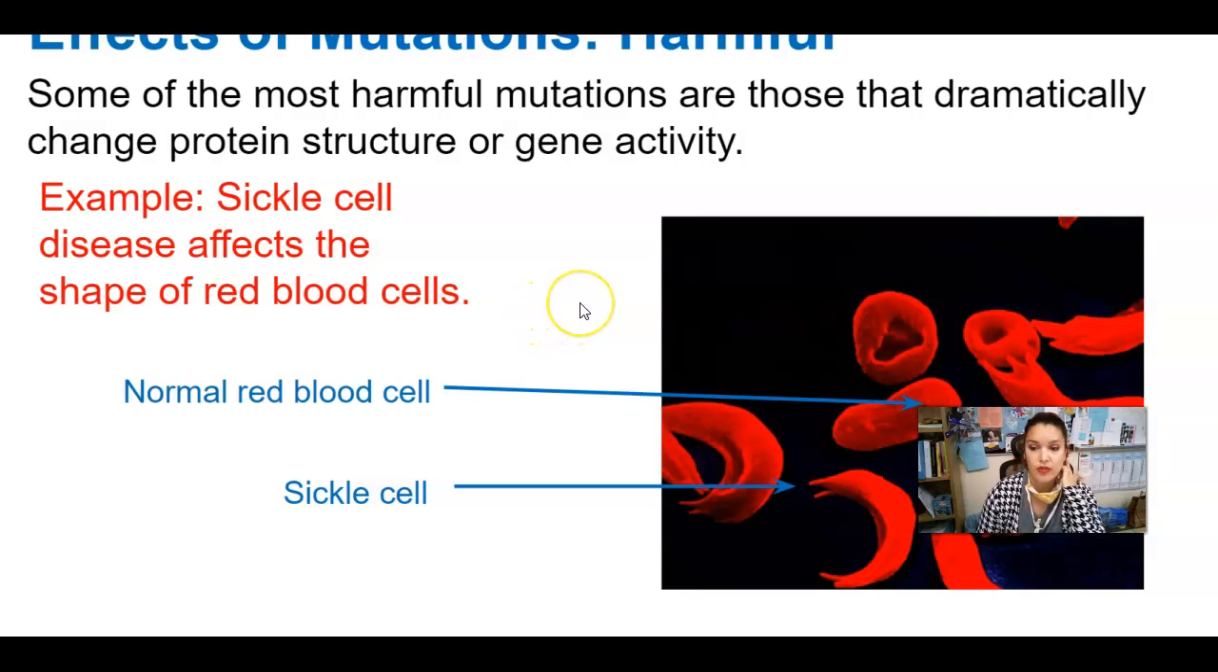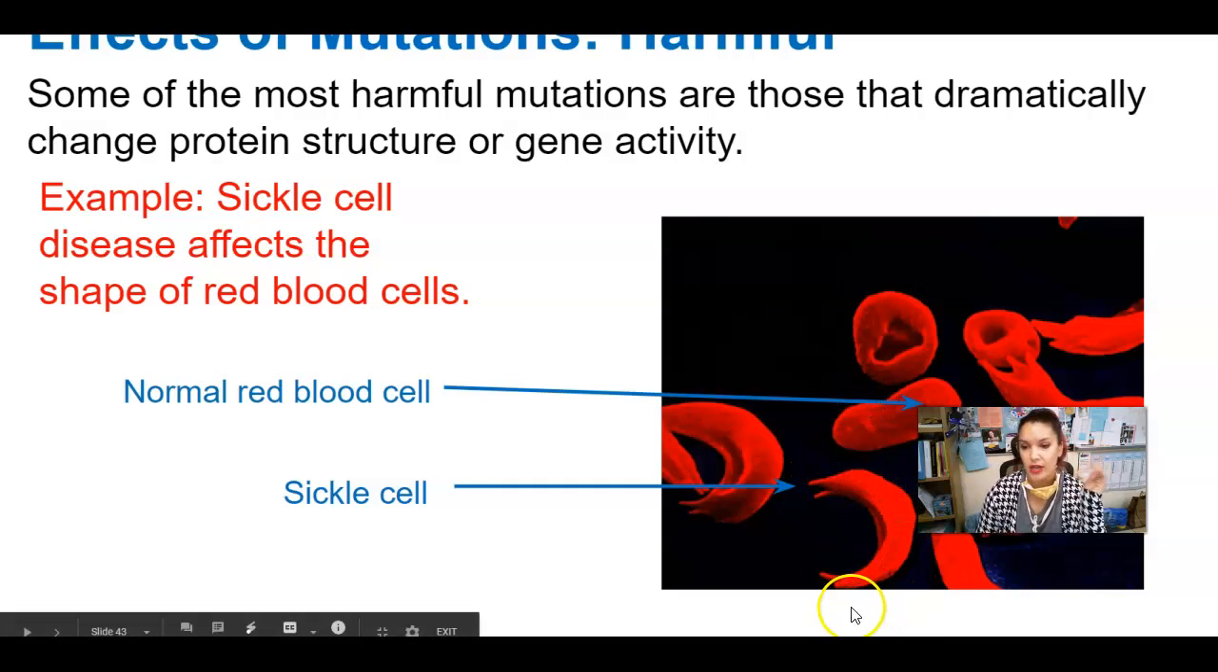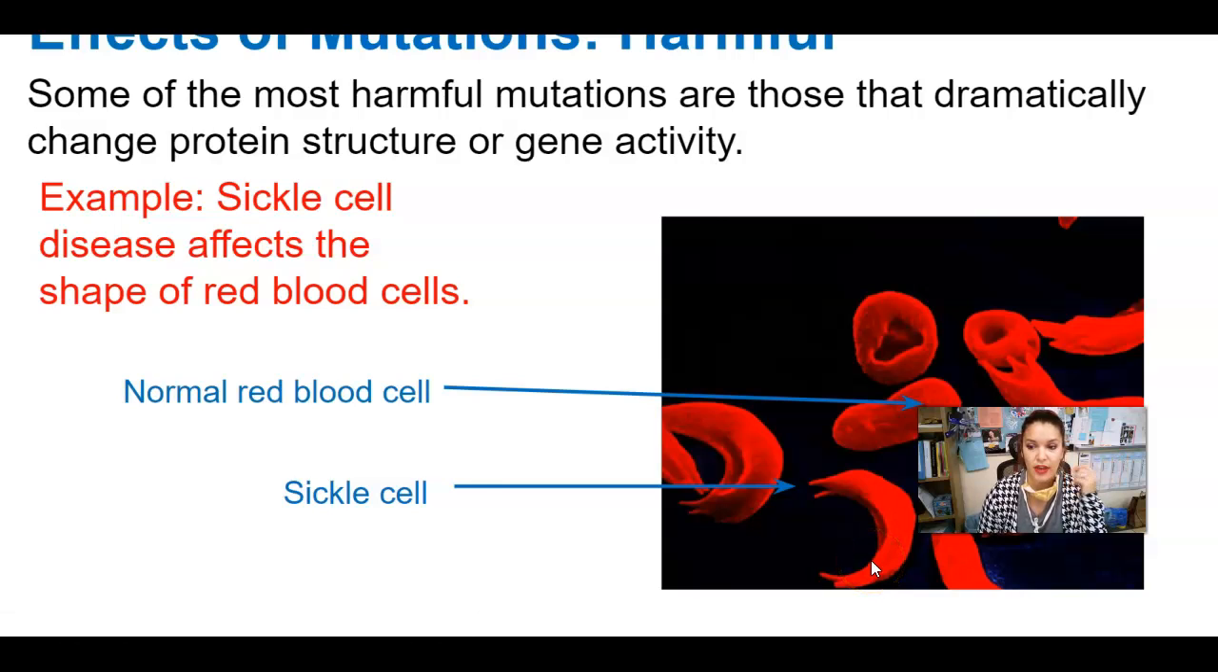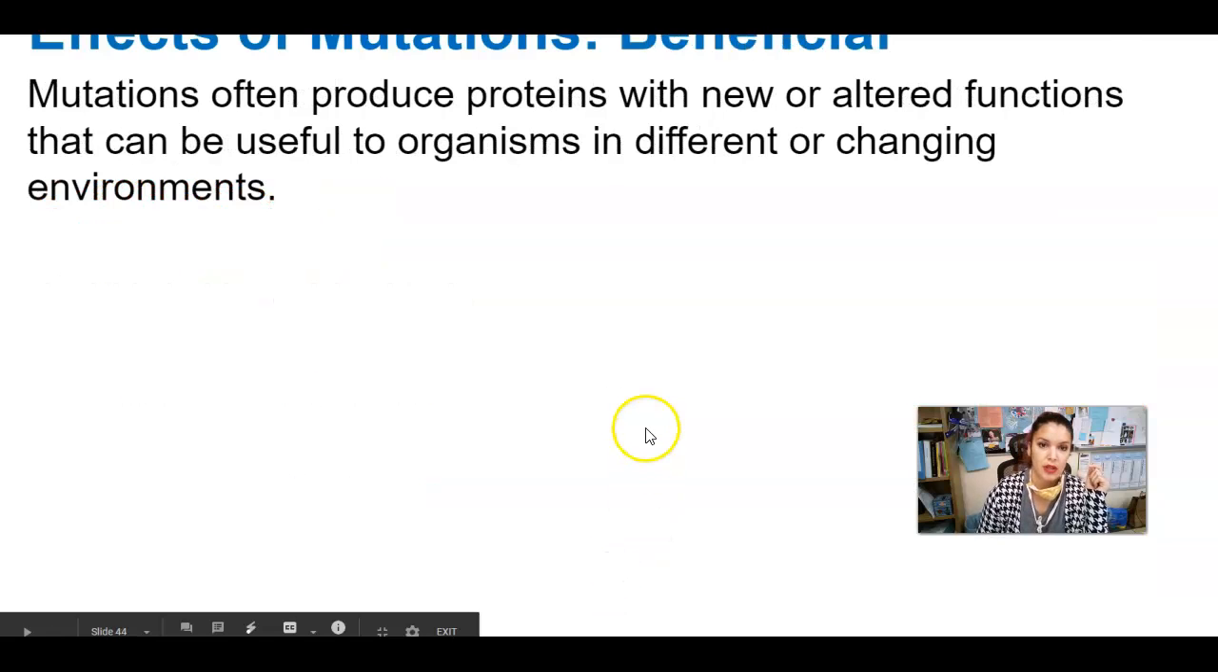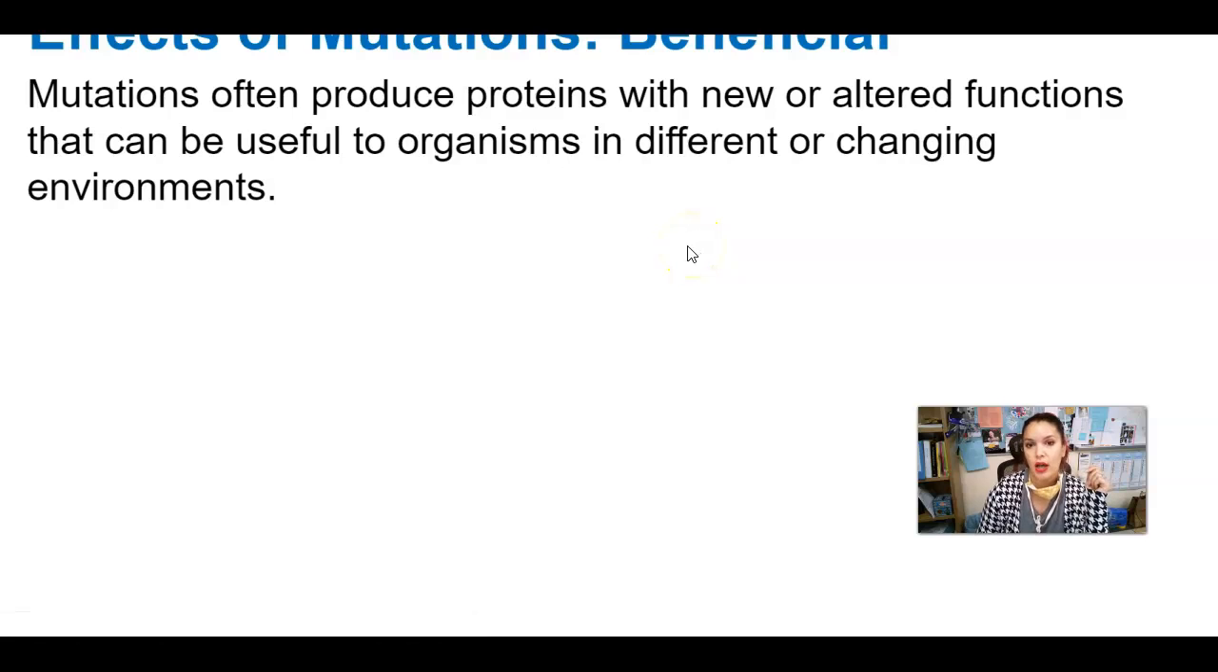It affects the shape of the red blood cells. A normal red blood cell has a circular-ish oval shape, where sickle cells are kind of pointy and look like a crescent moon. If that's the case, then they clump together, they cause clotting issues, and they can't carry hemoglobin effectively, meaning there's not enough oxygen getting transferred throughout your body and to your brain, so you have extreme fatigue, etc.